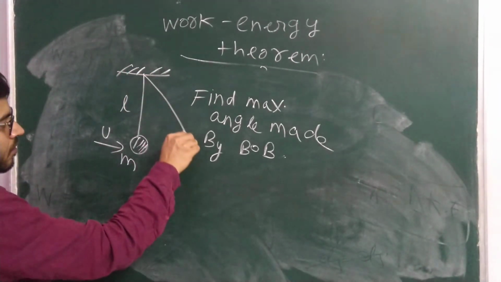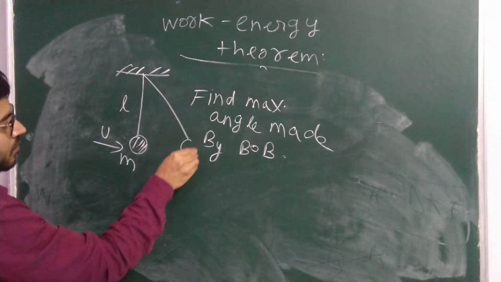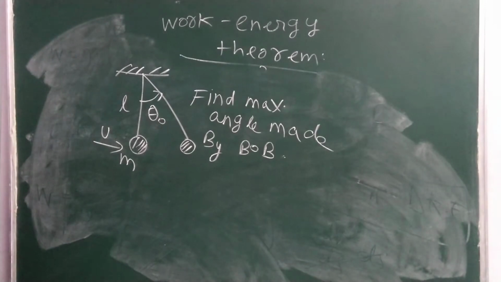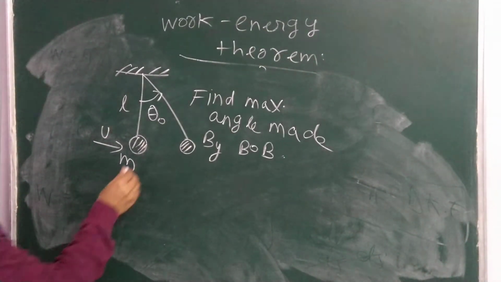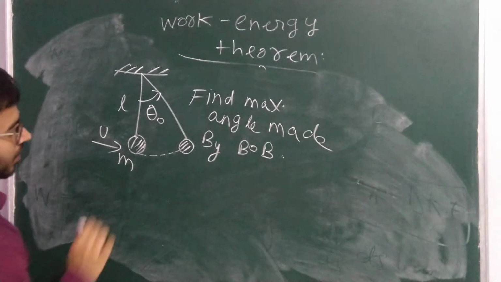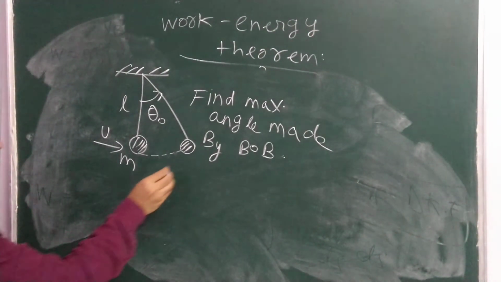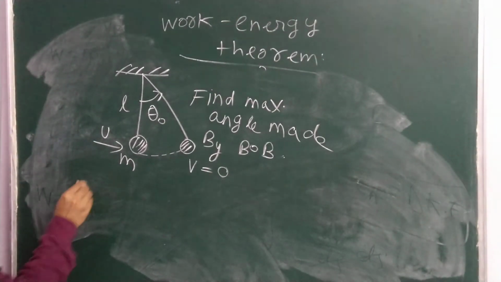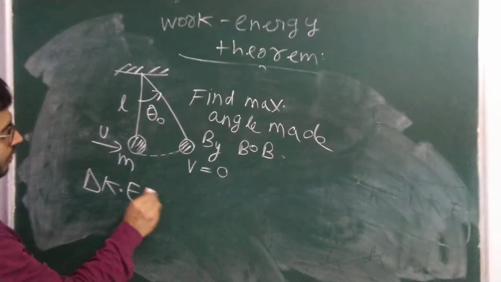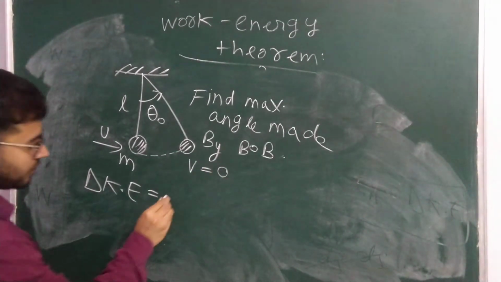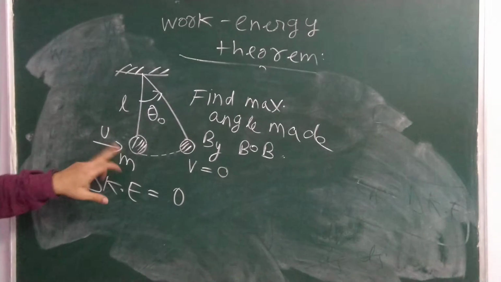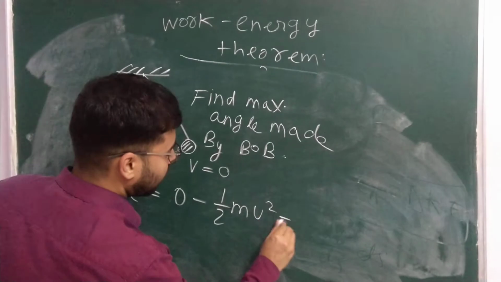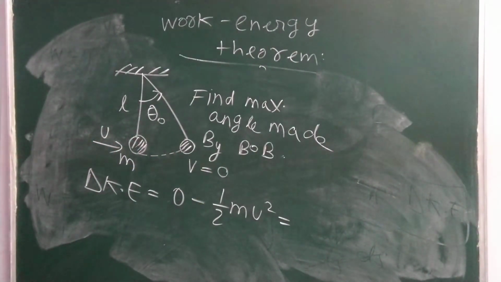Just imagine that because of this impulse given here, this bob is going to move by an angle, let's say theta. Okay, now if we talk about maximum angle, what it means is that at this point the speed is going to be simply 0. So if you find delta K, change in kinetic energy, what is that? Final kinetic energy, which is 0, minus initial kinetic energy, that is half mu square. I'm writing it here, half mu square. And this has to be equal to total work done.